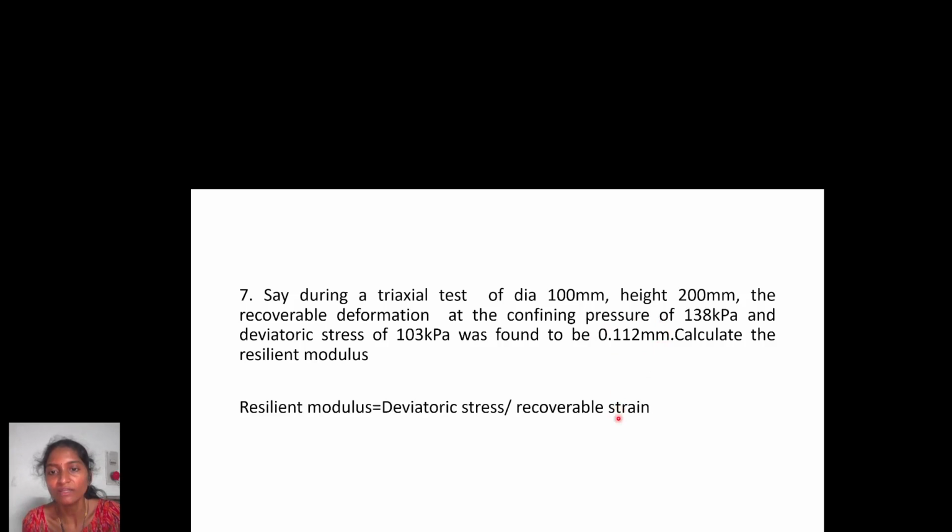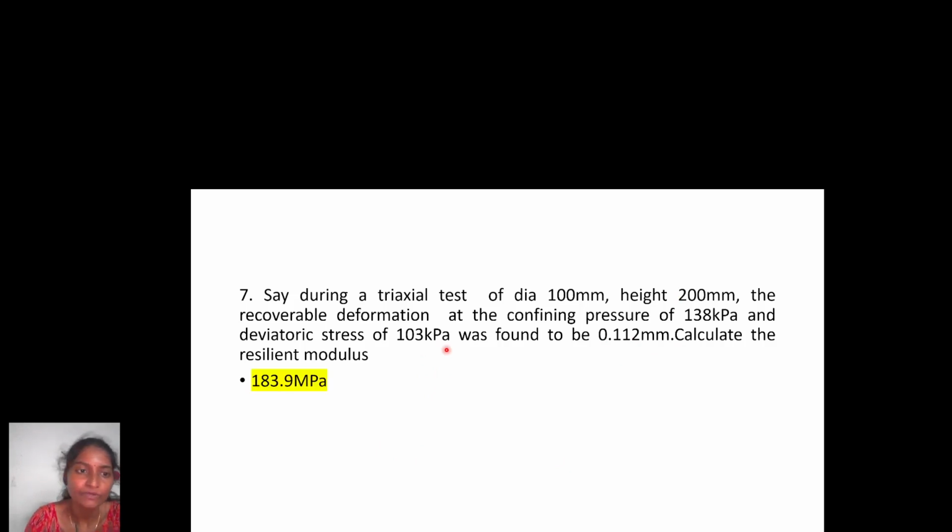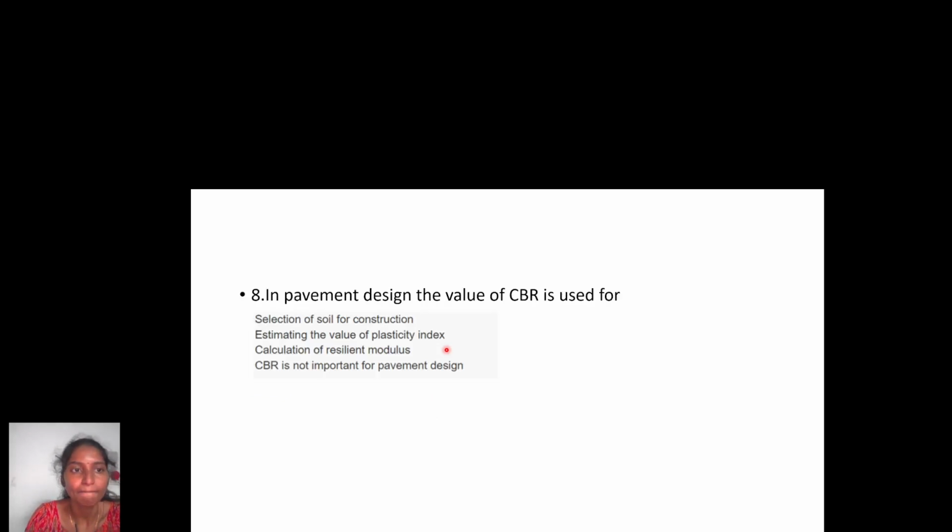To calculate the recoverable strain, strain would be this 0.112 divided by the initial height of the specimen, which is 200. This 0.112 is the deformation that occurred. So 0.112 by 200, then we can calculate the recoverable strain. If we know the recoverable strain, the deviatoric stress is already given as 103 kilopascal. So the answer should be 183.9.